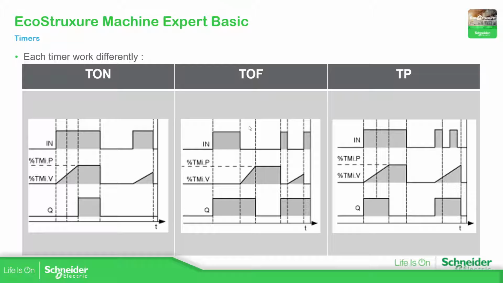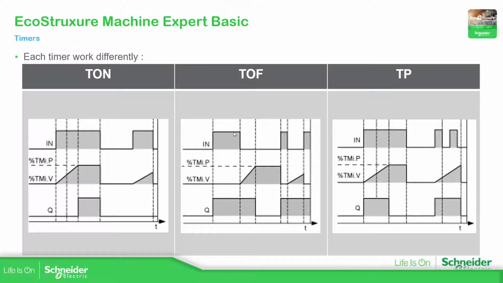Now, let's start with the timer off, T-off. The T-off works differently. We also have the input, the preset, the value, and the output, but when the input is activated, the output will be automatically activated. So the input and the output will be activated. When you activate the input, the output will automatically be activated.